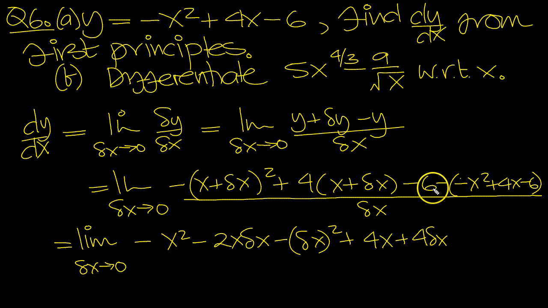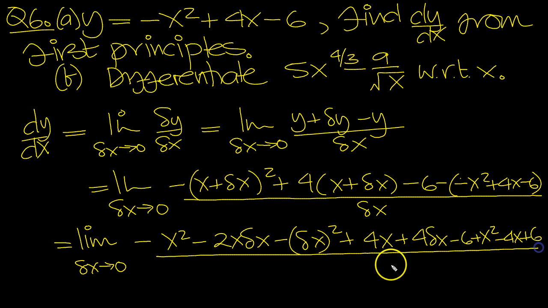minus 6, and then it's minus minus is plus x squared. I'm going to squeeze it in here, minus 4x, and then it's minus minus 6 is plus 6. All divided by delta x. And so what have we got then? Let's have a look.